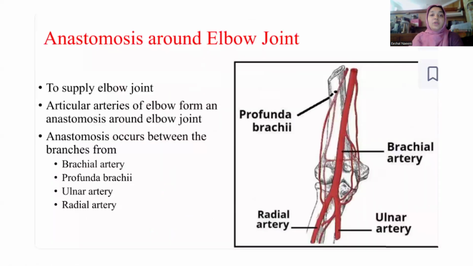Now we come on to the anastomosis around the elbow joint. To supply the elbow joint, the articular arteries of the elbow form a big anastomosis around the elbow joint. To understand it, you must remember that at the elbow joint, you have the humerus giving off a lateral epicondyle and a medial epicondyle. The medial epicondyle is more prominent than the lateral epicondyle. Remember that. Now, anastomosis occurs between which arteries?